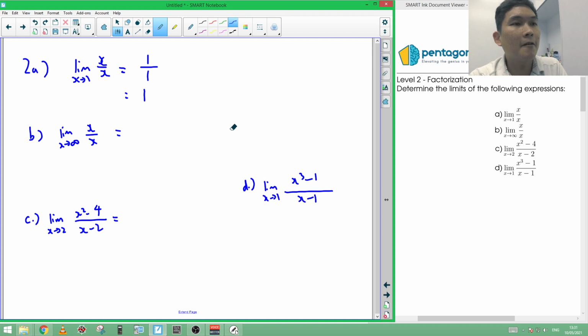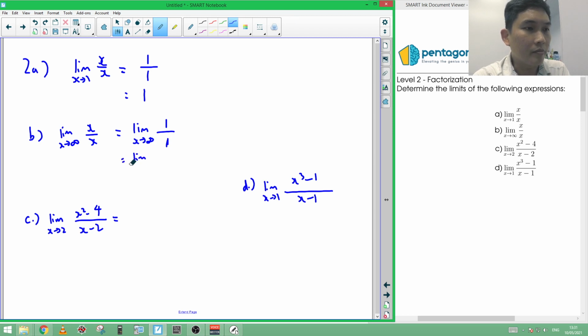Okay. But if you look at 2b, we have the same expression, but now x approaches infinity. Now you can't just go about substituting infinity into the numerator and denominator, because infinity is not a number. What can we do? Here is where you have to simplify your fraction. So if we simplify our fraction, we're going to get x divided by x. That's going to be 1 over 1, which is going to be this.